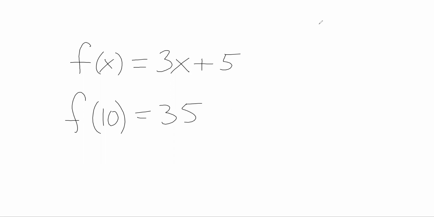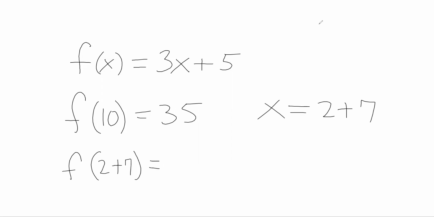The letter x here is just a generic placeholder to stand for the idea of anything you want to put in there. And if we were to say x is some other thing, like 2 plus 7, well, of course that's the same thing as 9, but you could write f of 2 plus 7. And all that means is you take 3 times the input, which in this case is 2 plus 7, and you add 5.